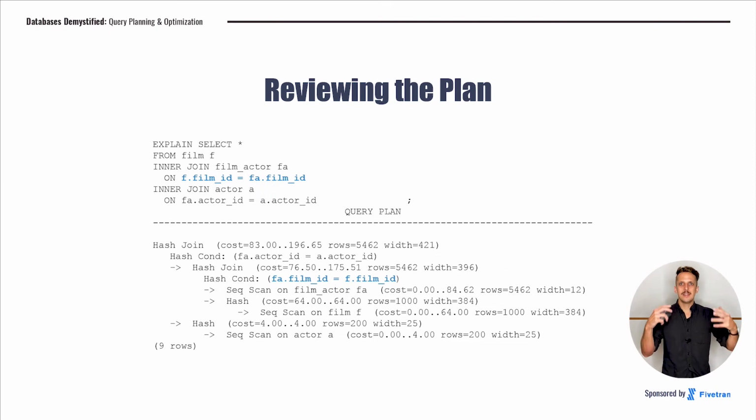And of course, we see another hash join for the other join in our query, between the film and the film actor table. The plan is definitely a little bit difficult to read. But by comparing the query with the plan, we can usually identify which parts of the plan are linked to which parts of the query.